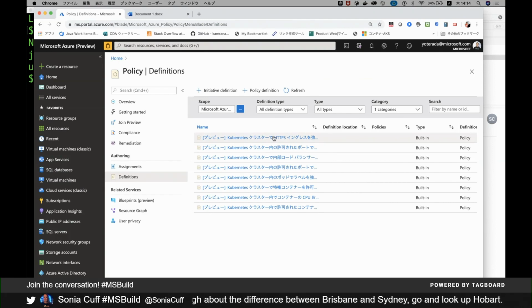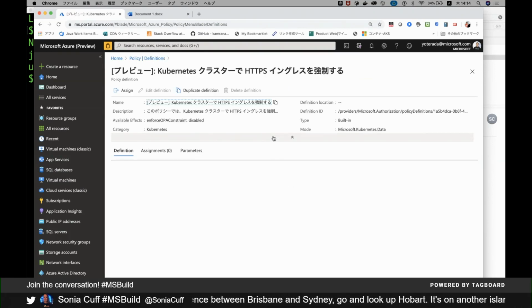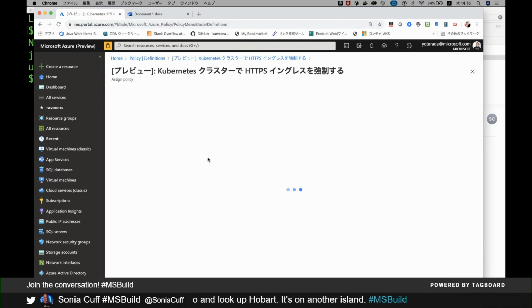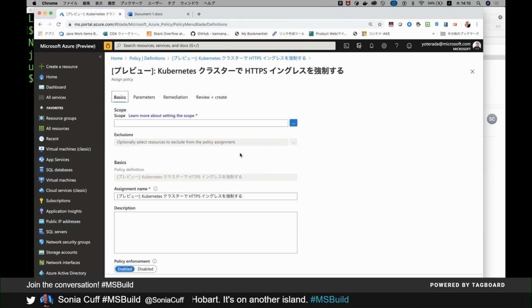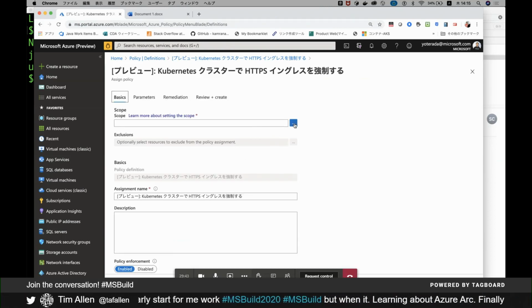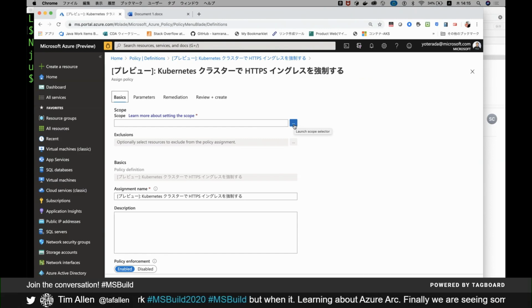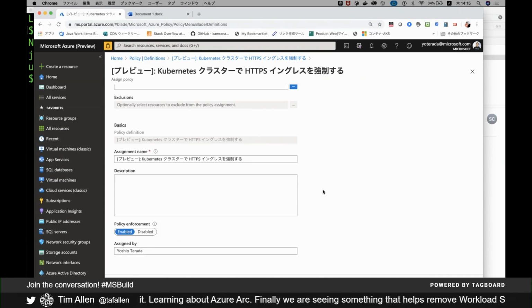So this is a list of all of the policies, and if we would like to configure a policy, it is very easy to configure. I'm thinking that this is very useful and very easy to configure. Please, everyone, try to configure Azure Policy.